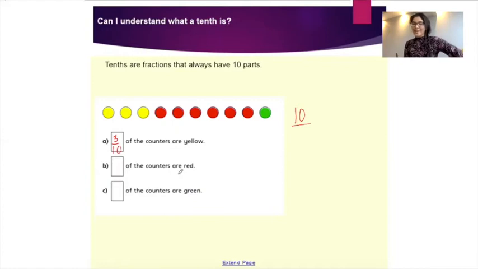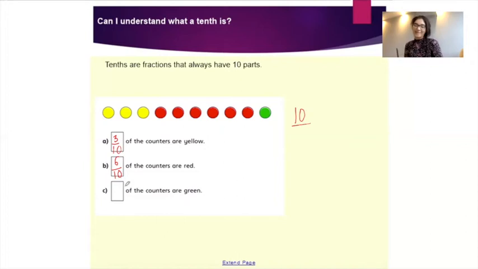Next one, how many of the counters are red? So let's count how many red counters we have. 1, 2, 3, 4, 5, 6. Show me how you would write that as a fraction. Good. And now how would you say this fraction? You cannot say 6 out of 10. It would be 6/10. Well done.